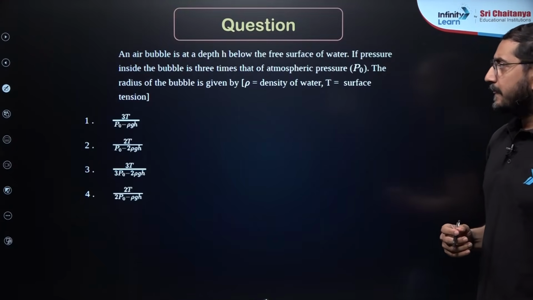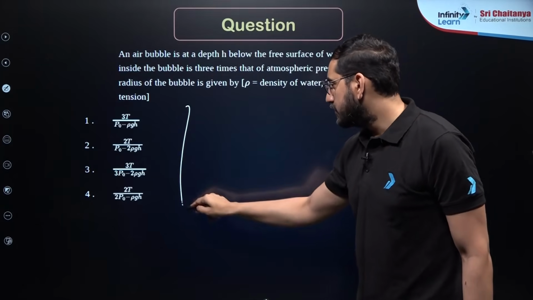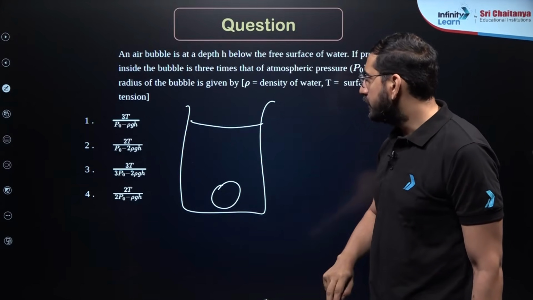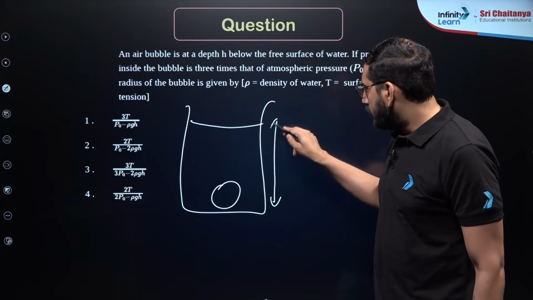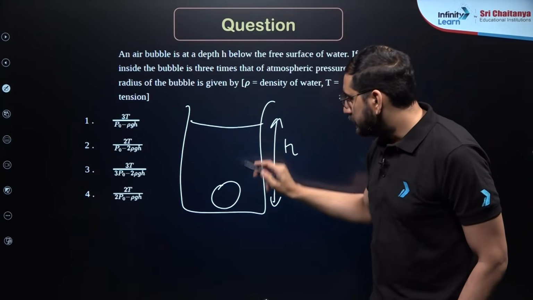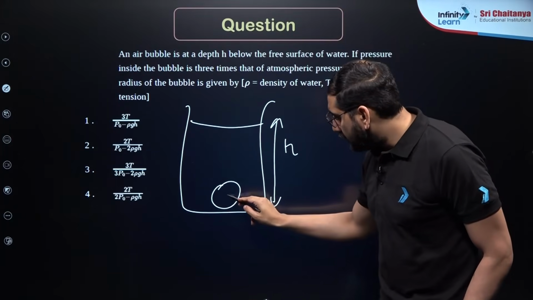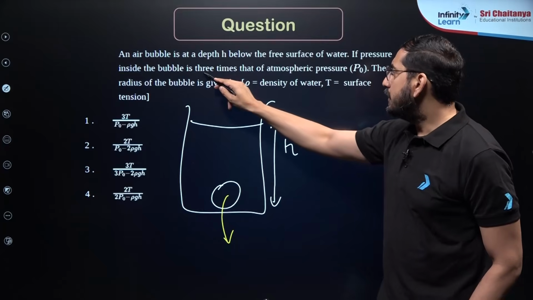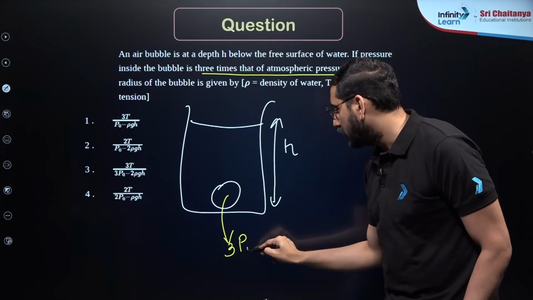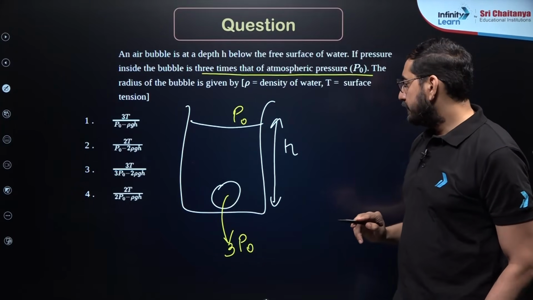Our next one. The question says that there's an air bubble at a depth of h. Imagine a container. Imagine a bubble over here. The bubble is at a depth of h. Inside the bubble, how much is the pressure? 3 times that of P naught. Inside the bubble, we have 3 P naught, where P naught is my atmospheric pressure.